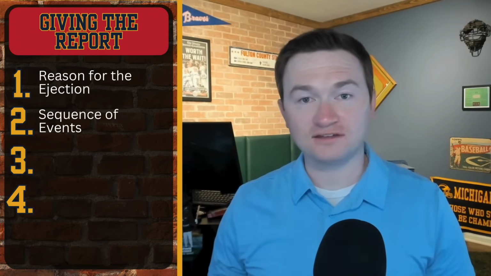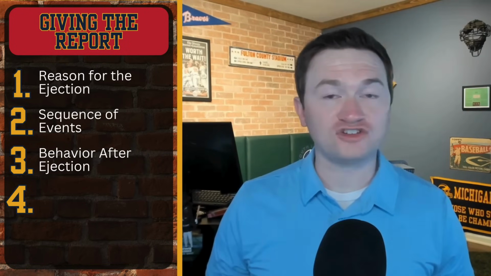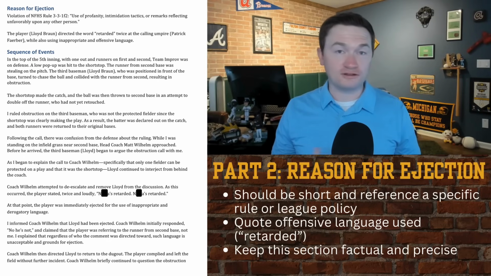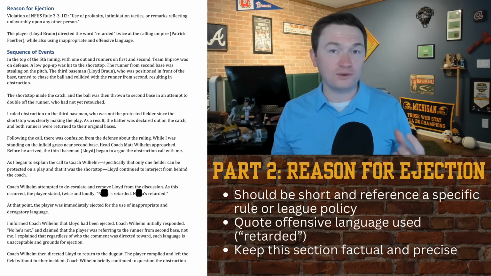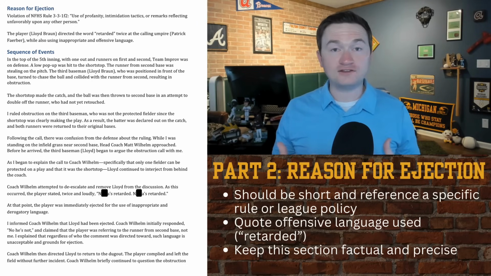Now, after filling in all those blanks, we then get to the real meat of the ejection report. This is going to be divided into 4 different categories. We're going to have the reason for the ejection, the sequence of events, the behavior after the ejection, and any additional notes. Now, the first thing we fill out is the reason for the ejection. This should usually be fairly short and should tie the ejection to a specific rule that was used to eject the individual. In this situation, it's a sportsmanship violation, and we can tie this directly to a rule.